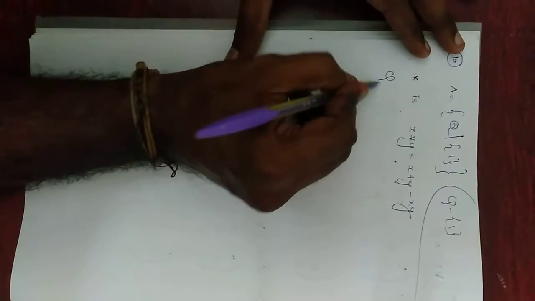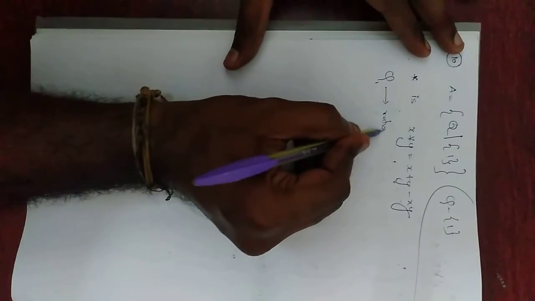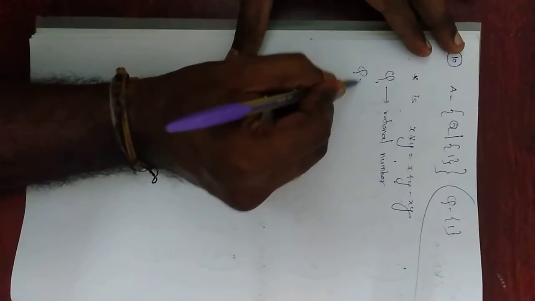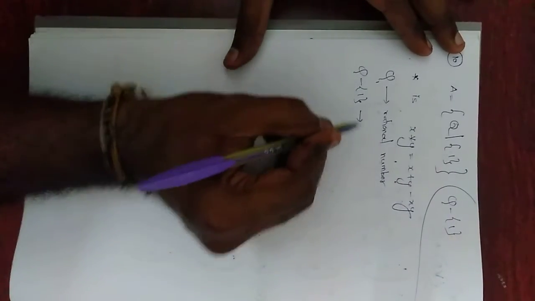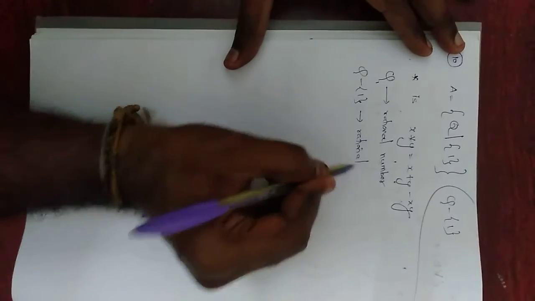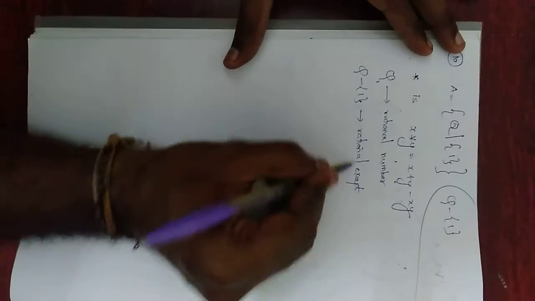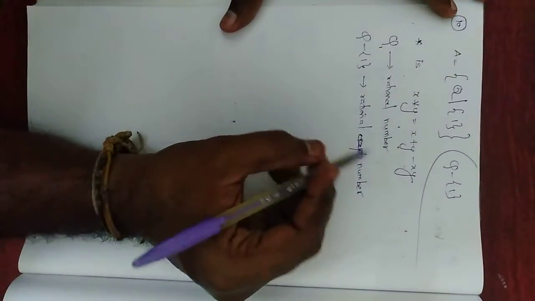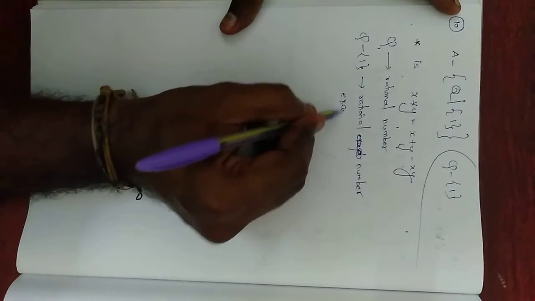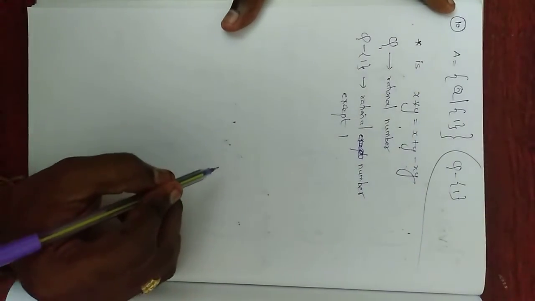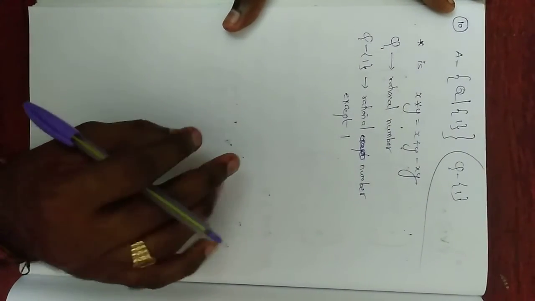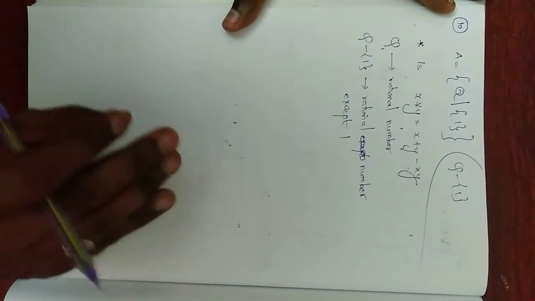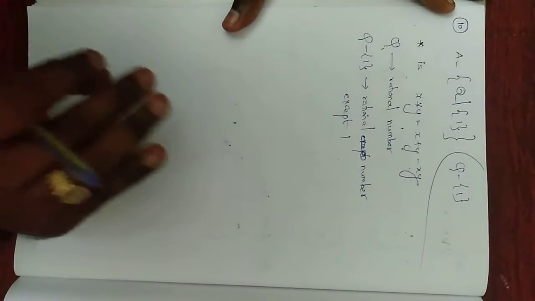What is Q? Q is nothing but the set of rational numbers. So Q minus 1 is the set of rational numbers except 1. You can take any rational number except 1. You should not take 1 as one of the values. You should neglect 1 from the rational numbers.